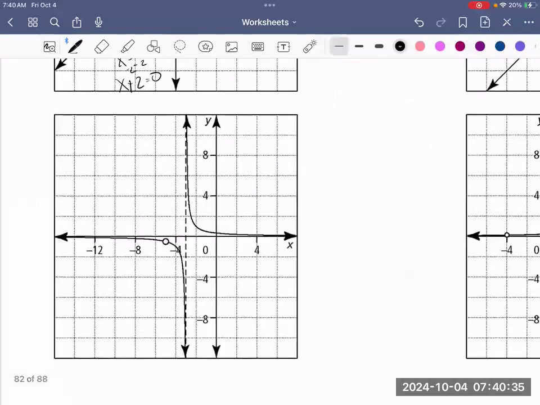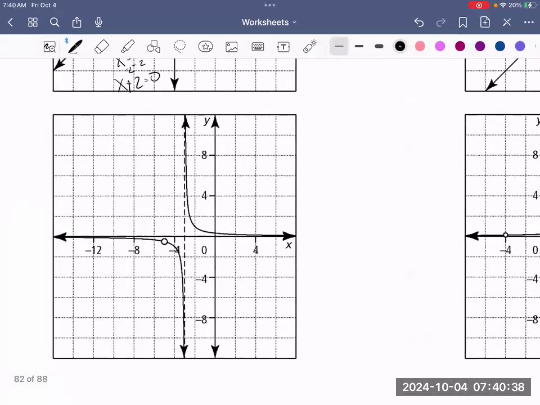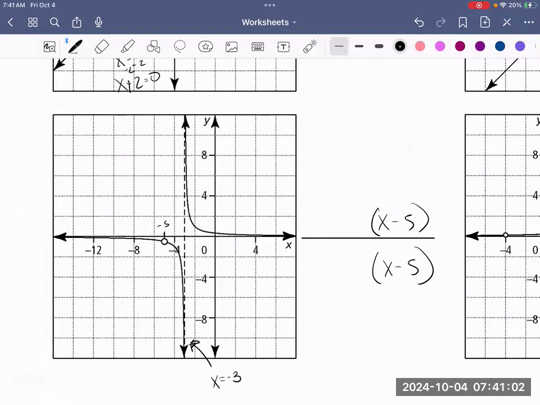We're going to create more. For these ones, we do have a hole, assuming that this is evenly in the middle, at x is -5. So again, to create that hole, x minus 5 over x minus 5. We also have a vertical asymptote here when x is equal to -3. That's suggesting that we have x plus 3 on the bottom.